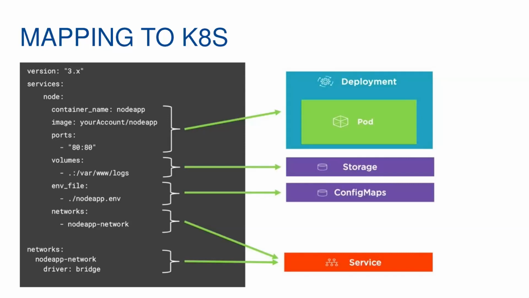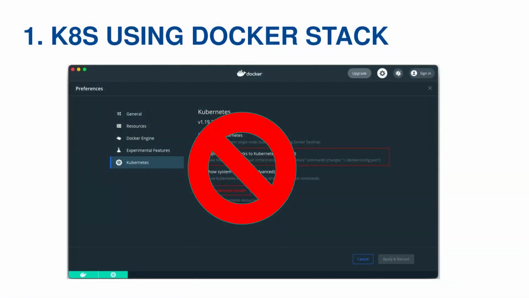So the first one in the list is Kubernetes using Docker Stack. If you have worked with Docker Desktop, in the preferences section, you could turn on deploying Docker Stack to Kubernetes by default. So instead of creating a swarm cluster, it can actually put all of the containers into a pod within Kubernetes. Unfortunately, this feature was deprecated in version 1.20.10.